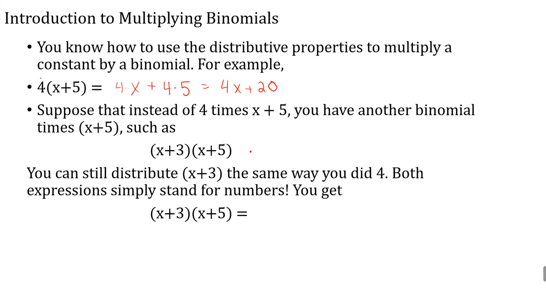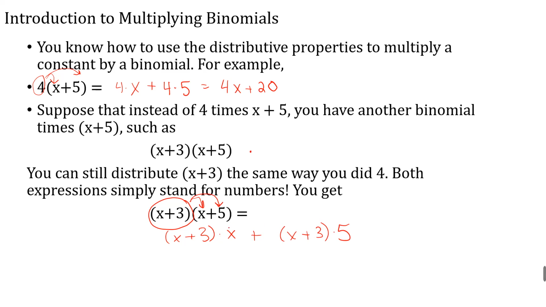So what we did was we took this 4 times the x. So instead of taking 4 times the x, we're going to take x plus 3 times the x. So we'll do x plus 3 times x. And then instead of taking 4 times 5, we're going to take x plus 3 times 5. So we'll do x plus 3 times 5. So now we have to use the distributive property twice.